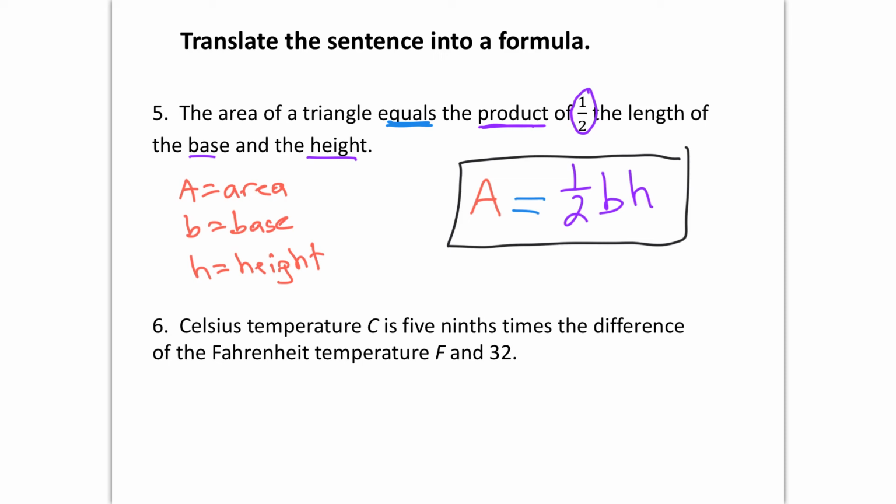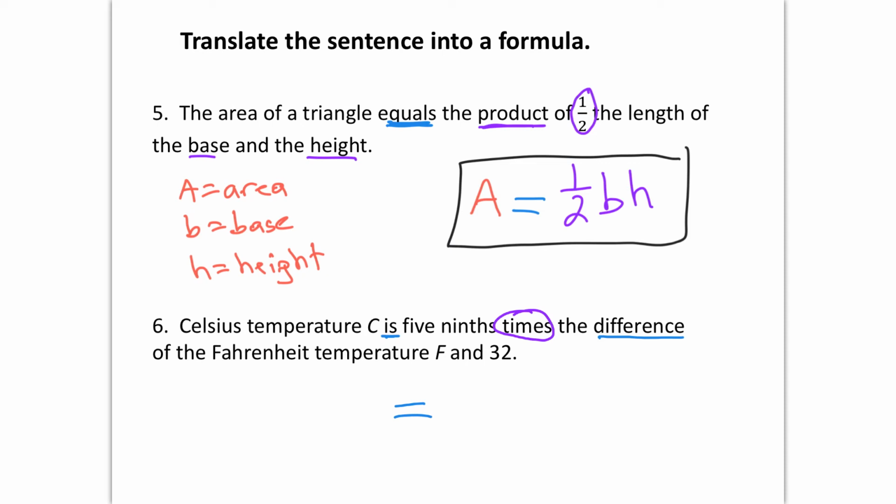So let me just write down the formula here. We have Celsius temperature C is, so there's the word is, I'm just going to underline the word is. So there's the equal sign. 5 ninths times, so I'm going to circle that so I don't forget. I'm going to have to multiply 5 ninths times the difference. So I will subtract. I have the difference of the Fahrenheit temperature F and 32.